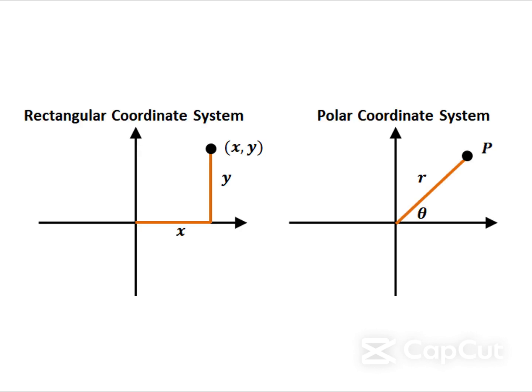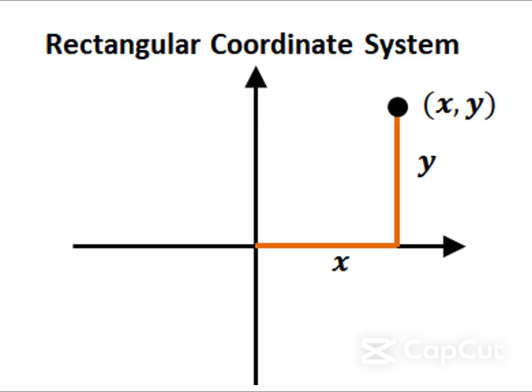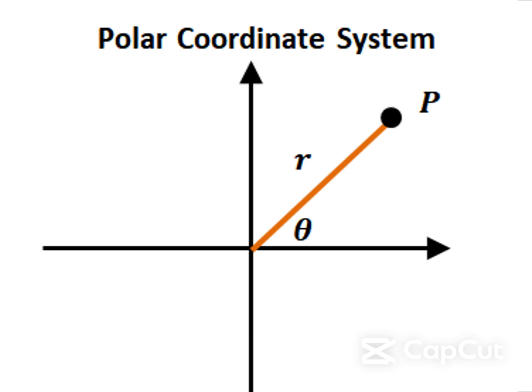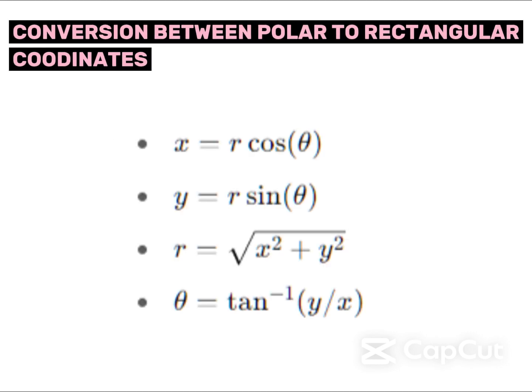On the left side, we have the rectangular coordinate system, where we use x and y, which represent the horizontal and vertical distances from the origin. On the right side, we have the polar coordinate system, where we use r theta, wherein r is the radius and theta is the angle from the positive x-axis. For converting between polar and rectangular coordinates and vice versa, we'll make use of these formulas and definitions.